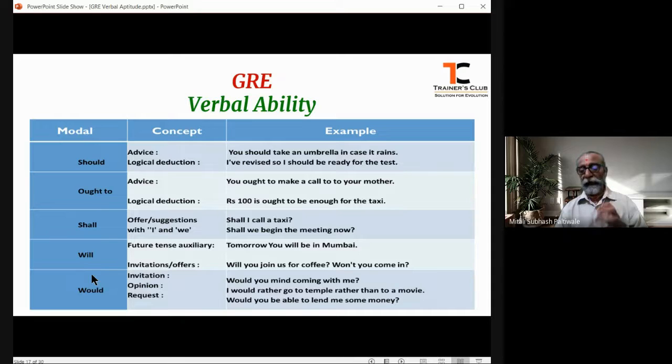Within the organization. Next is the shall. Shall is used to make a request with very close persons, might be your friends and very close friends and relatives. At that time, we use the word shall.